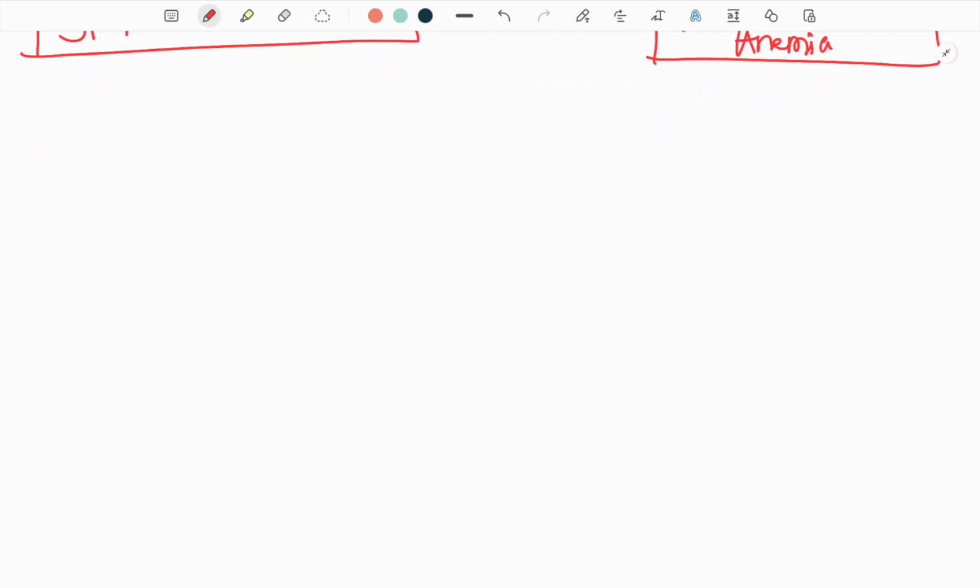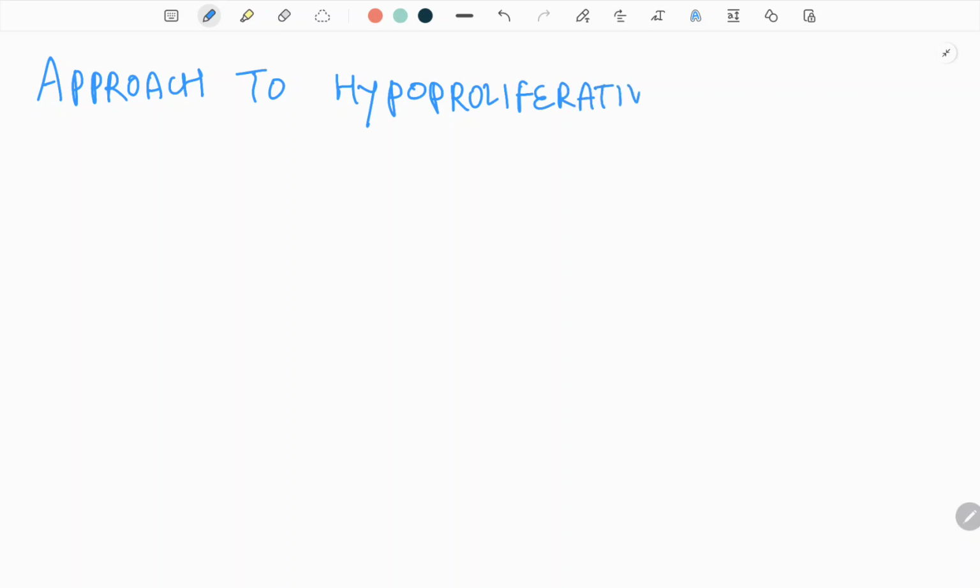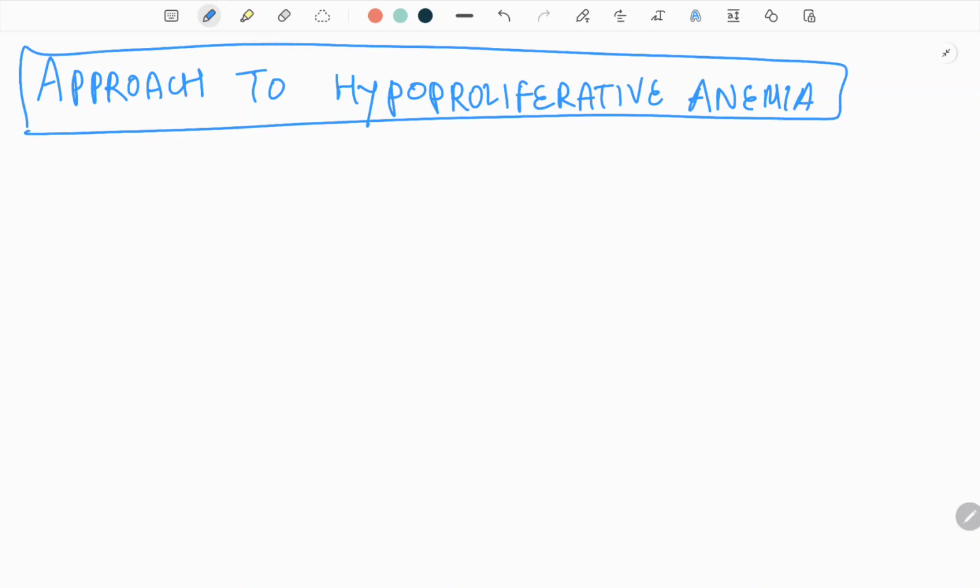Now, the most important topic of this discussion, we are landing into that. What is the approach to hypoproliferative anemia? Fine. This is the most important topic.